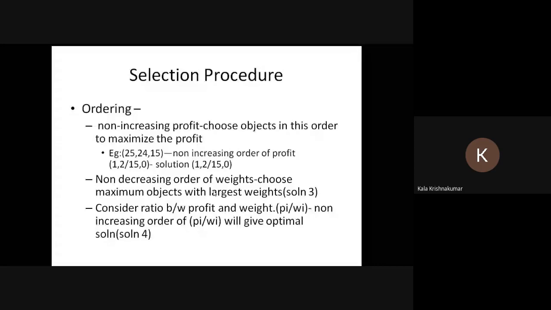Now we take another ordering: we sort the input in non-decreasing order of weights and choose maximum objects with the largest weight. That will not give you an optimal solution either. So we find a ratio between profit and weight, that is PI by WI, and sort them in non-increasing order of PI by WI, and that will give you an optimal solution.